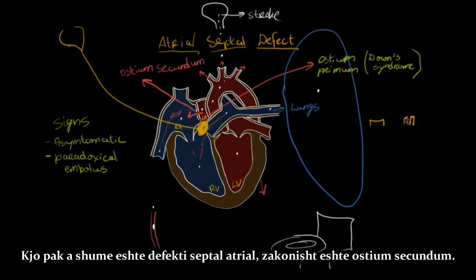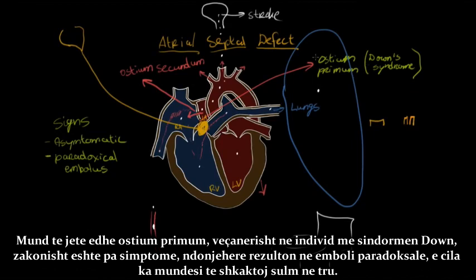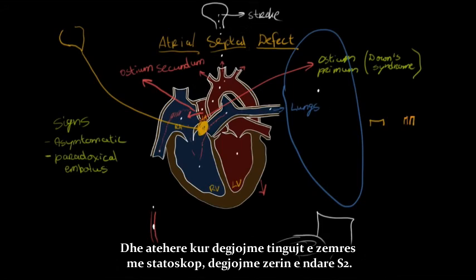So that's pretty much what you get with an atrial septal defect. It is usually ostium secundum. It can be ostium primum, especially in individuals with Down syndrome. Usually asymptomatic, sometimes resulting in a paradoxical embolus, which can potentially lead to a stroke. And when you listen to the sounds of the heart with a stethoscope, you get this split S2.